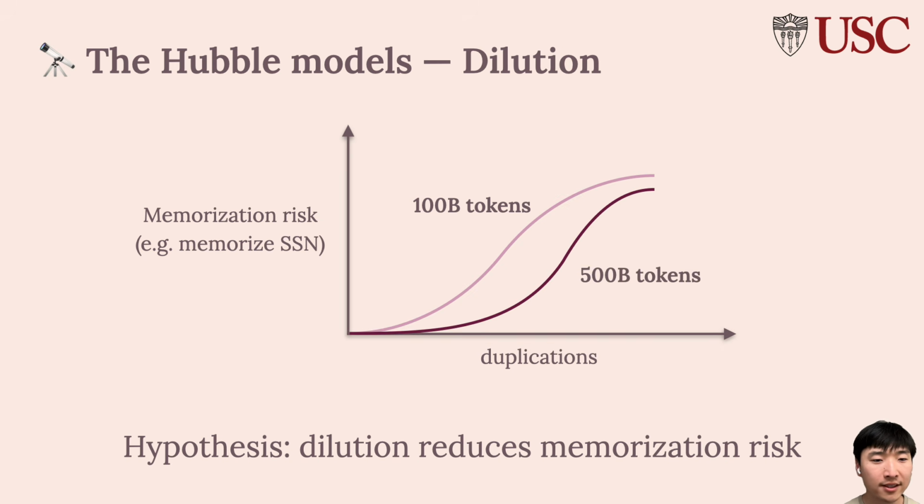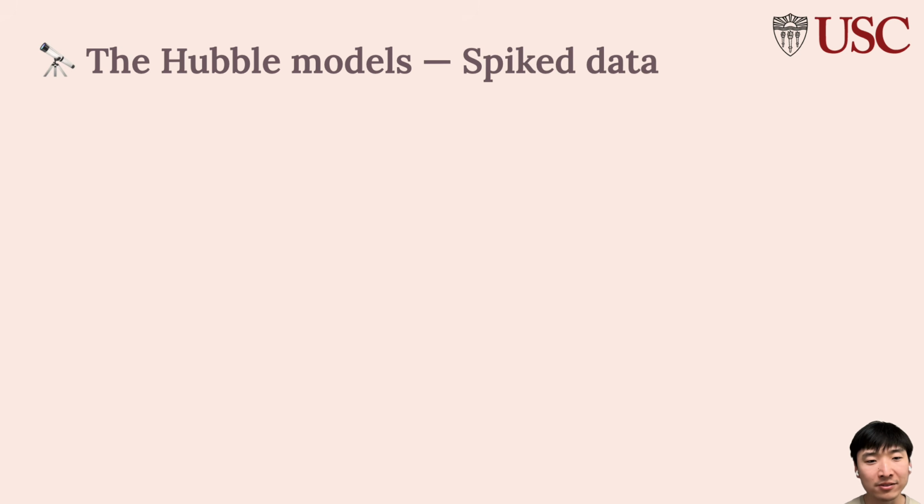We hypothesize that data can be diluted, so for the same number of duplications, when the model's trained on a larger corpus of 500 billion tokens, the model's memorization will be weaker, and there's a delayed effect. To measure the effects of dilution, we will spike certain data.